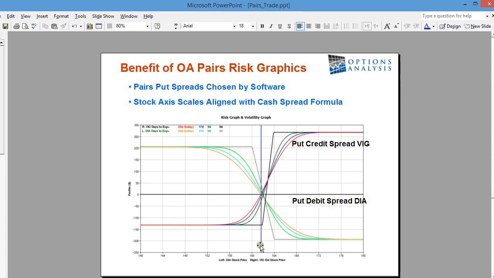Note that if the two option trade risk graphs stay in the same area, as the blue line moves to the right, as the stock price increases, we will make more money in VIG than we will lose in Diamond. And if the stock price moves to the left, that is, if the stock goes down, we will make more money in Diamond than we will lose in VIG. This particular option pairs trade using these two spreads makes money if the stock goes to the left or to the right. It's in between those two where different events can happen.